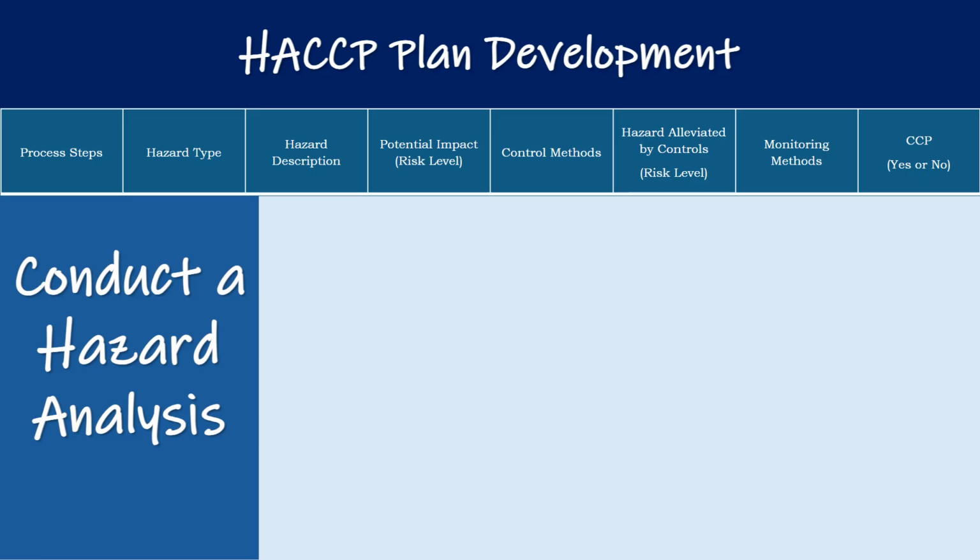Now let's delve into what each of these steps entail. Though formats vary, the general layout of a hazard analysis has columns to record process steps, hazard types, a description of the hazard, potential impacts or risk levels, control methods, the impact on risk when hazard control measures are in place, monitoring methods, and identification of critical control points.